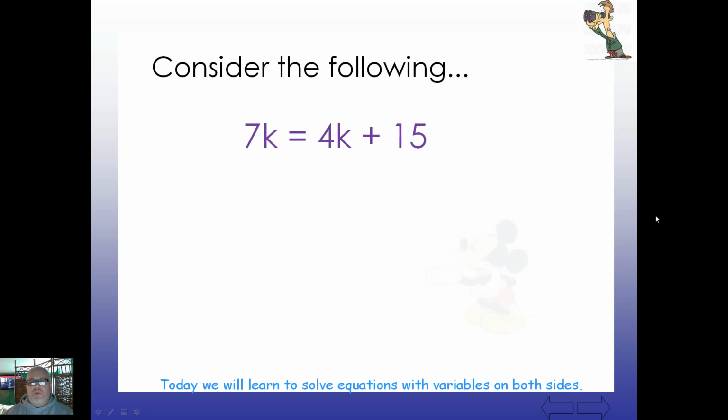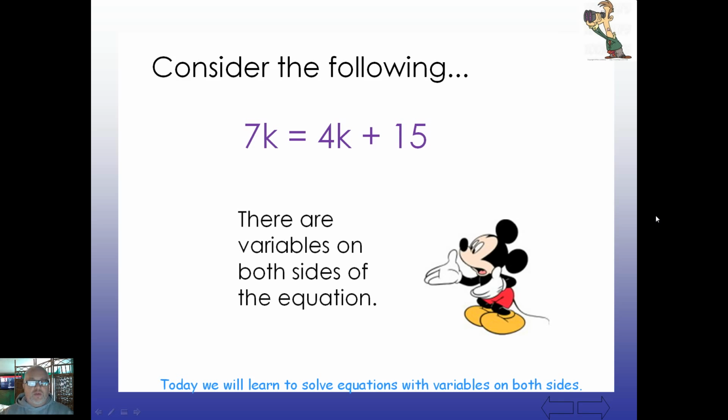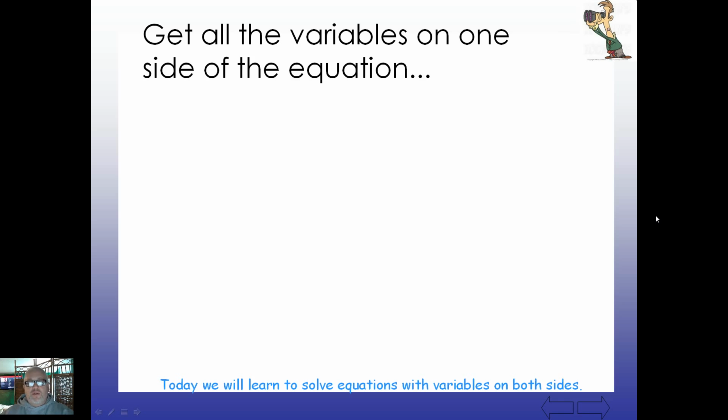So, just watch this one. You've got 7k equals 4k plus 15. So what are we going to do here with 7k equals 4k plus 15? What we're going to do is recognize that variables are on both sides of the equation, and what we want to ultimately do is get all the variables on one side. What I'm going to encourage you to do is get rid of the smaller version of the variable. So which is smaller, 7 or 4? Well, 4 is. This is why I'm going to subtract 4k.